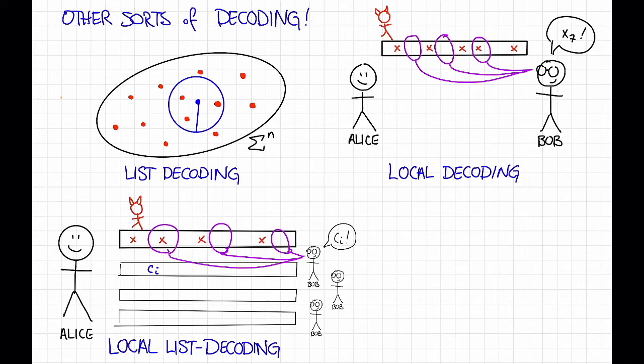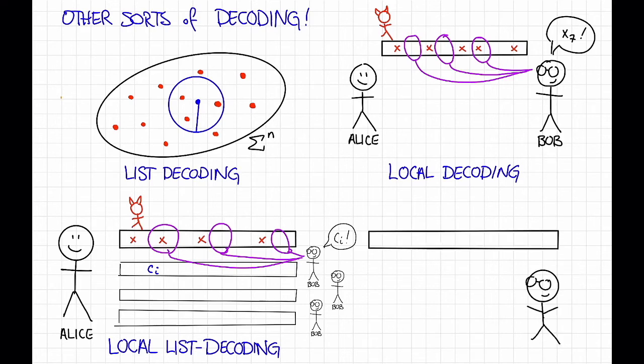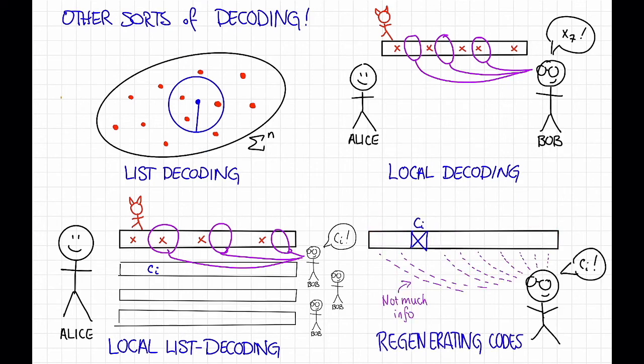We also talked about a different version of locality called a regenerating code. In a regenerating code, just one symbol is missing. And Bob's job is to recover the missing symbol using as little downloaded information as possible from the rest of the code word. We saw that Reed-Solomon codes themselves are actually pretty awesome regenerating codes.